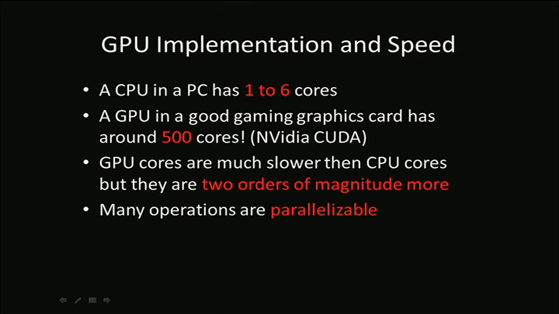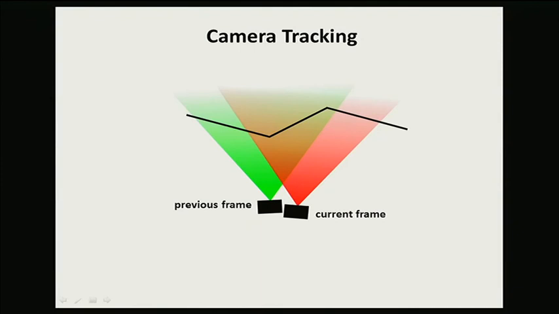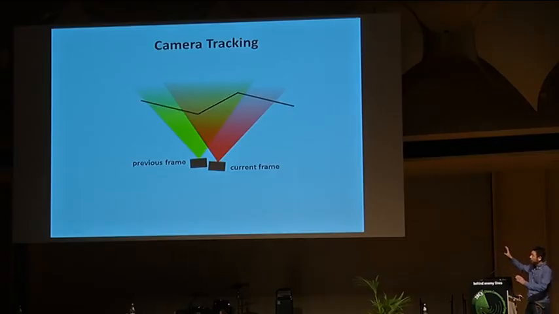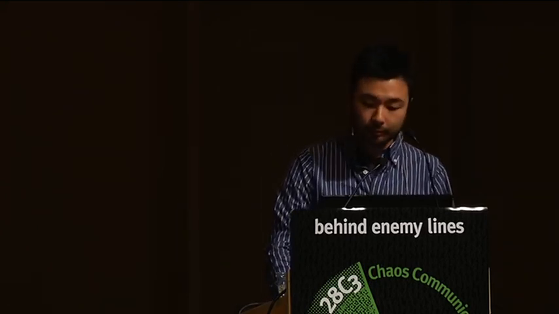Okay, now back to the core components. When we track the camera, we have data from the previous frame and the current frame. We see on the left, in the green frustum, that the camera was more to the left and it moved to the right. But the camera doesn't know that it has moved, so we have to somehow figure out how it moved. And to do that, we utilize an algorithm which is called ICP.